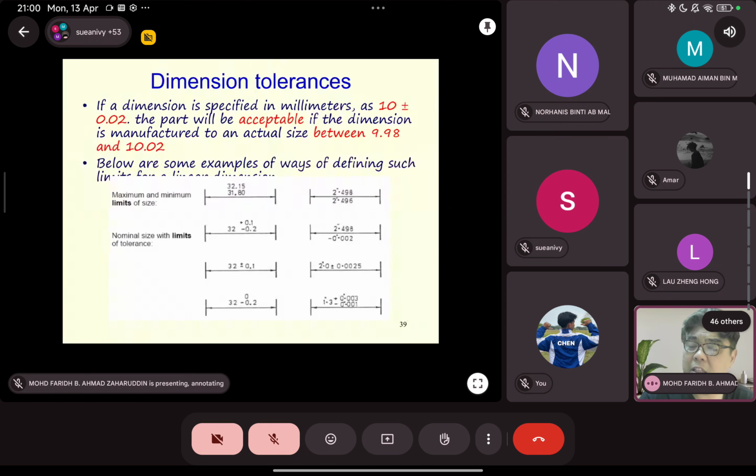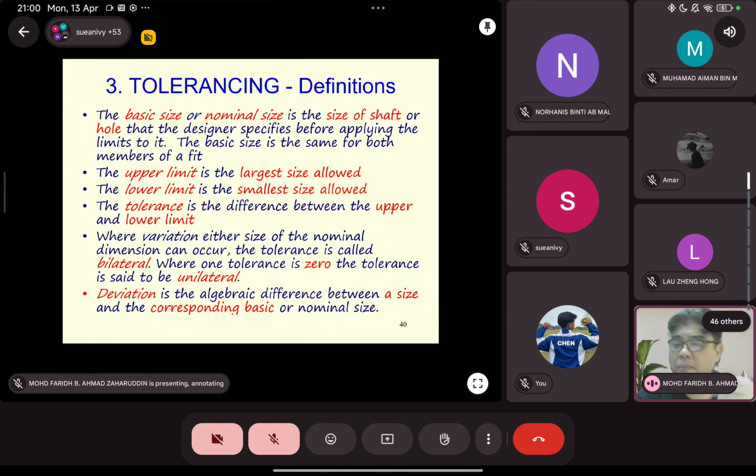Okay, you can see the top one shows the maximum and minimum limits of size. It's written like this: 32.15, 31.80. And the other one is 32 plus 0.1 minus 0.2. This is just an example. Some of them just show 2.0 plus minus 0.025.